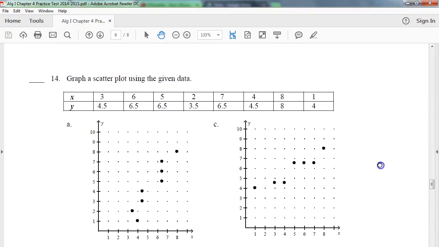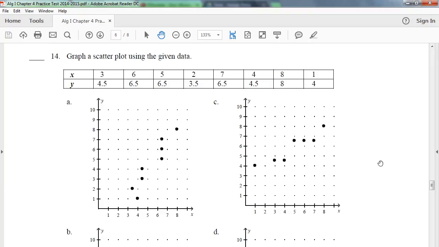Number 14 says to graph a scatter plot using the given data. Well, it would help if this data were arranged numerically. That would be probably easier to tell what we're doing. But it isn't impossible to do it from here. Again, my best idea is to graph it yourself and see what it should look like.